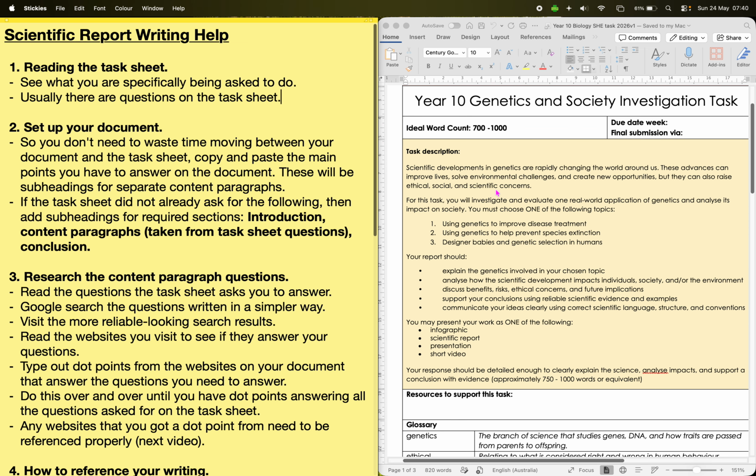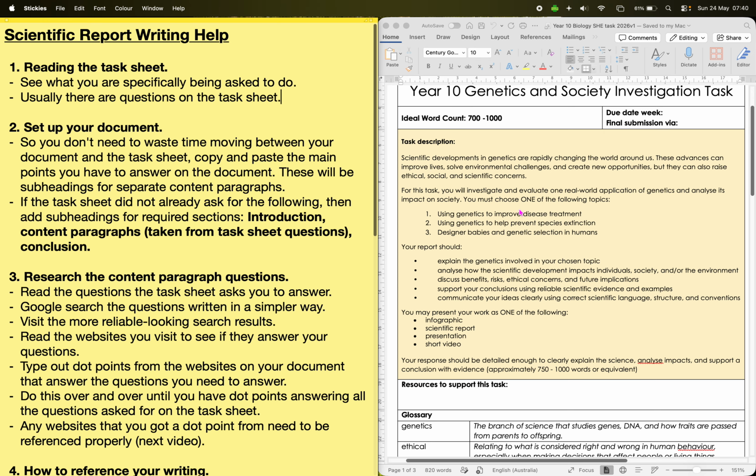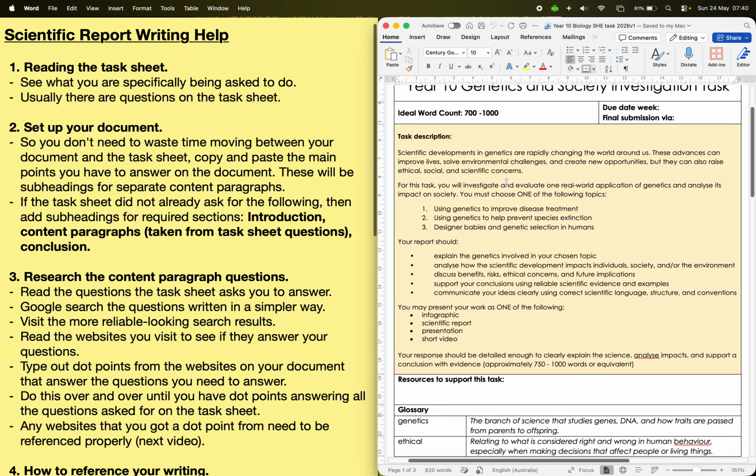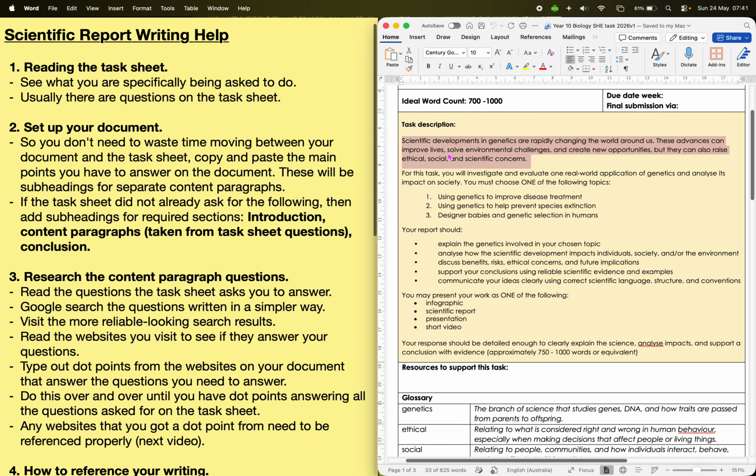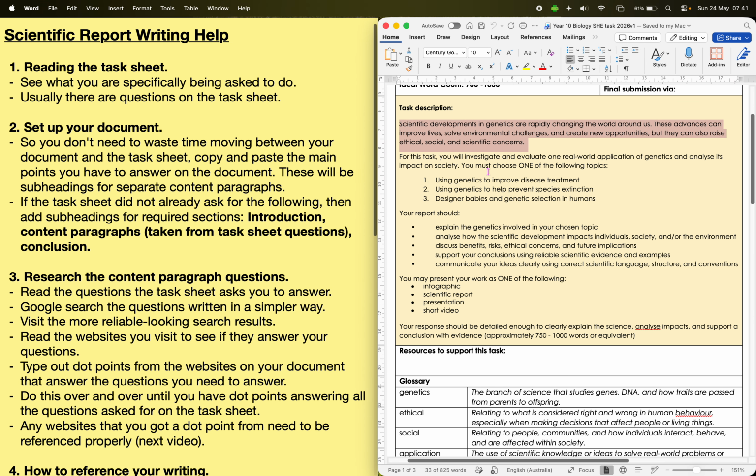So when you see a task sheet, this yellow part here, well, the current version of your task sheets at Aberfoyle Park have a yellow section. So sometimes there's a paragraph here that gives you a little background. This isn't telling you what to do. It's just giving you an idea about the general gist of the area that you're going to be writing the assignment about. So you can see scientific developments in genetics are rapidly changing, blah, blah, blah. This is just background. It's not telling you what you actually need to do.